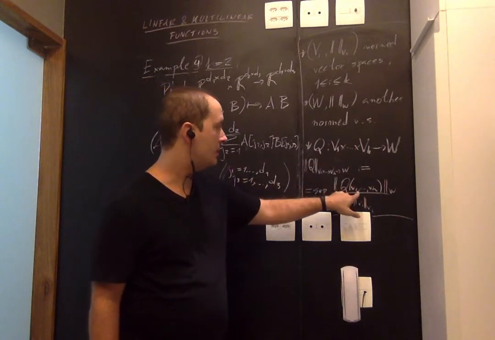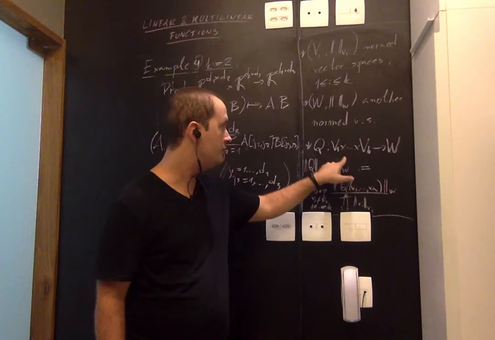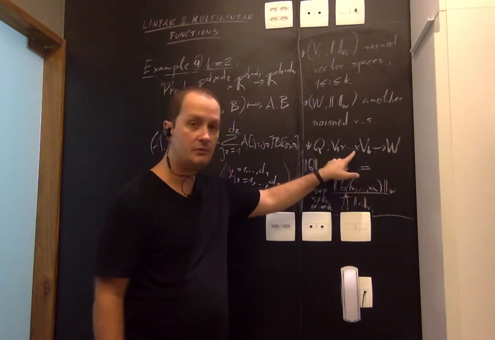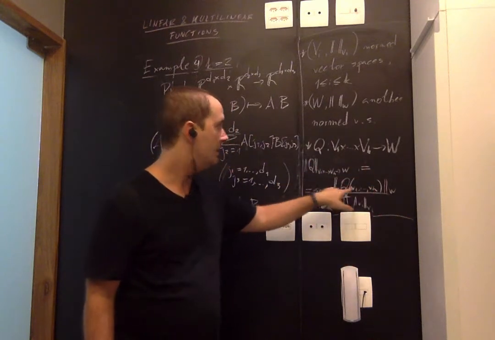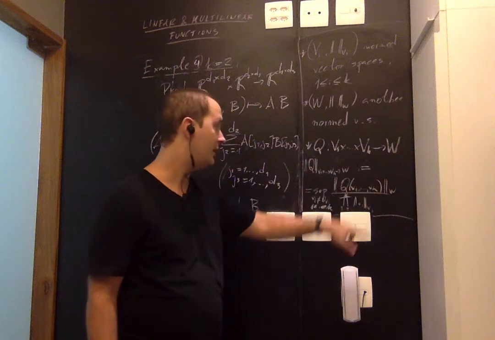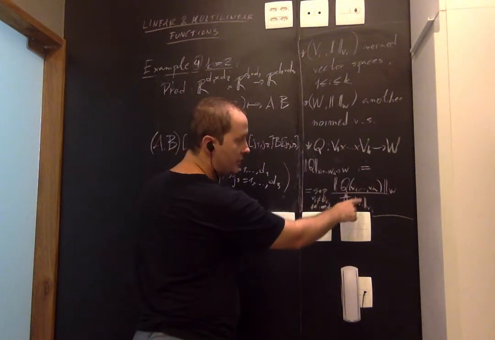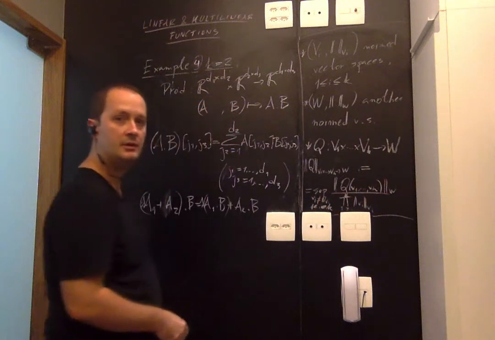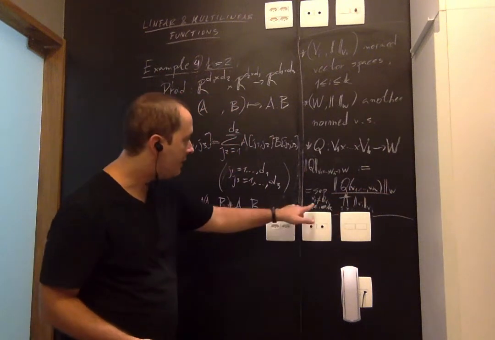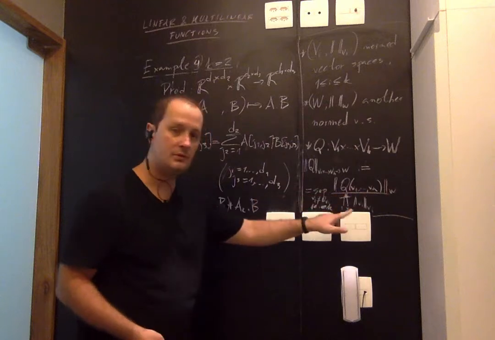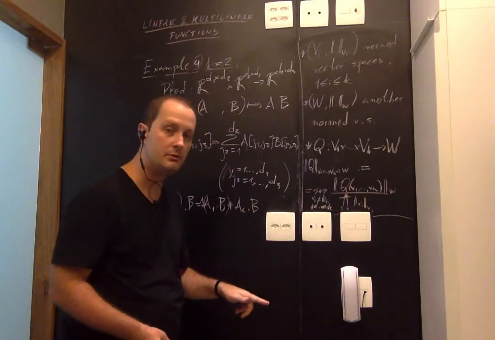I take one possible input, meaning one choice of little v1 in V1, little v2 in V2, little vk in Vk. And that gives me the numerator, the norm of that. And the denominator, I'm going to divide by the product of the norms of the input vectors. Of course, if I want to do that, I'd have to restrict to non-zero inputs, right? All of the vi's should be non-zero.